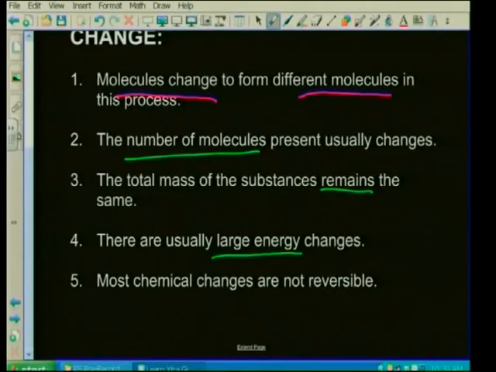The last point here is that most chemical changes are not reversible. Now remember, we saw when we did physical changes, we had the wax burning and melting, and it changed from solid to liquid, and then it formed a solid again. Now that is a reversible process.